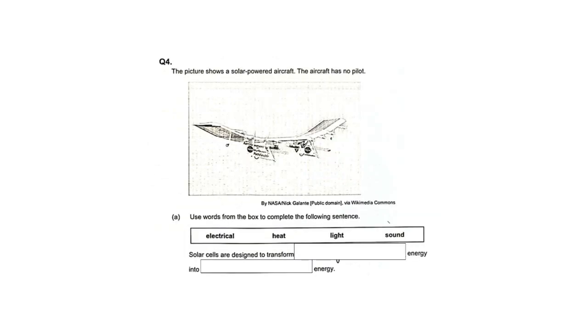Next, beautiful picture. Yours is better on your worksheet, I hope. It's a solar-powered aircraft that doesn't have a pilot. The solar cells are designed to transform light energy from the sun into electrical energy. And this electrical energy is then going to be converted into kinetic energy to make the plane move forward.